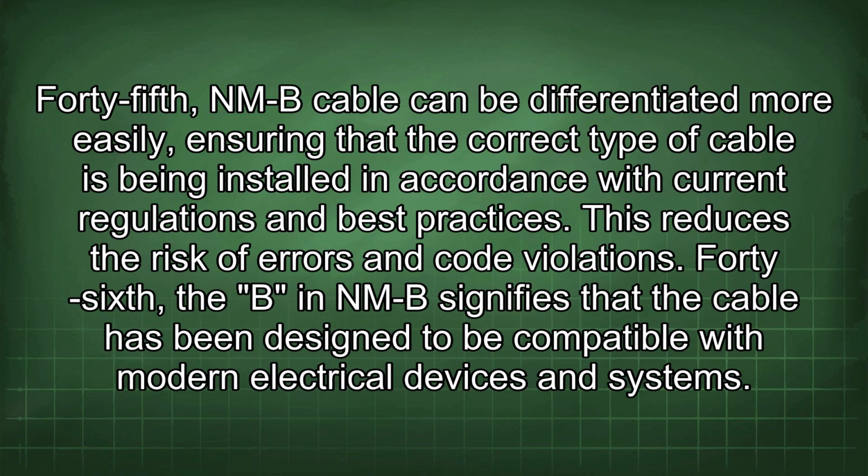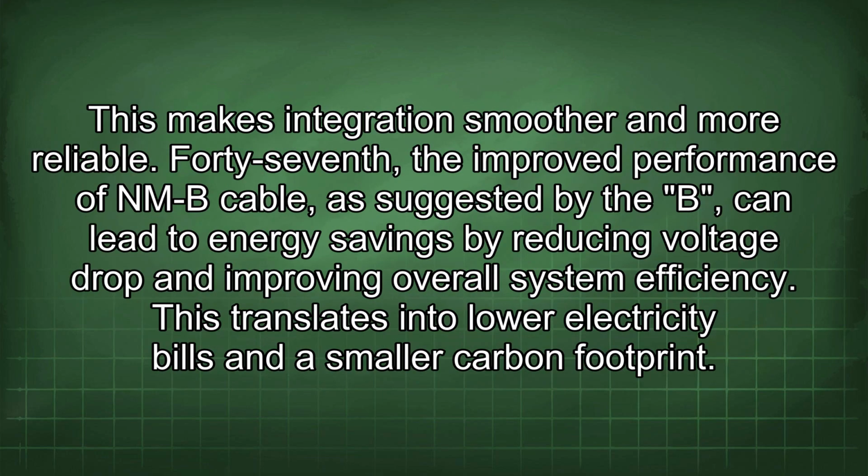45th, NMB cable can be differentiated more easily, ensuring that the correct type of cable is being installed in accordance with current regulations and best practices. This reduces the risk of errors and code violations. 46th, the B in NMB signifies that the cable has been designed to be compatible with modern electrical devices and systems. This makes integration smoother and more reliable.